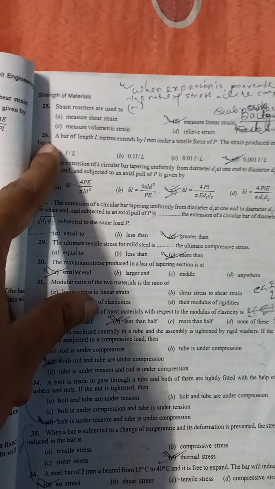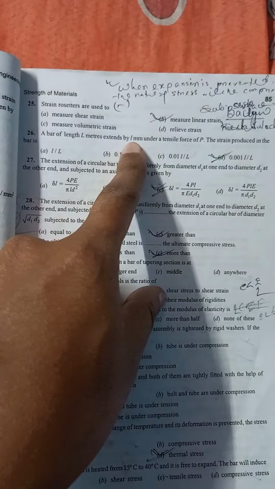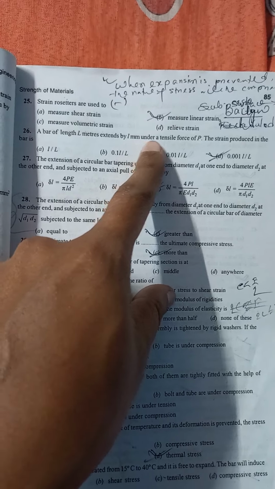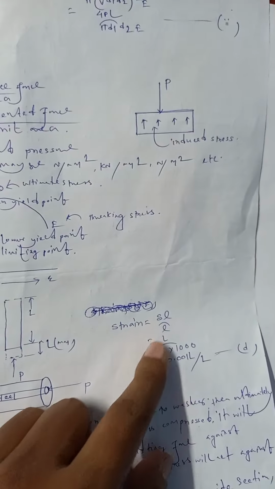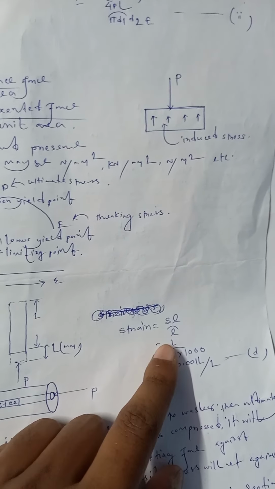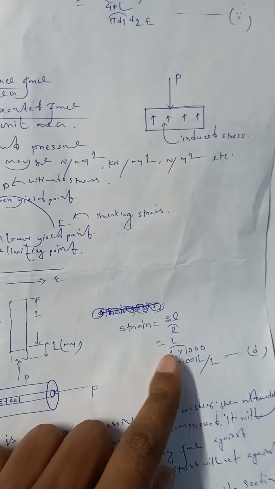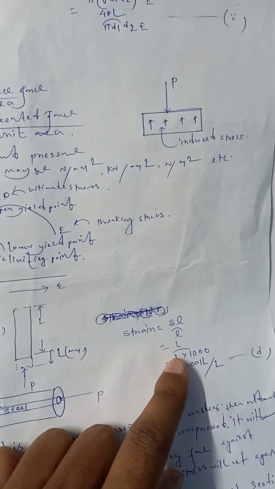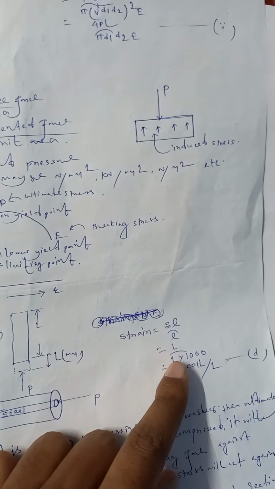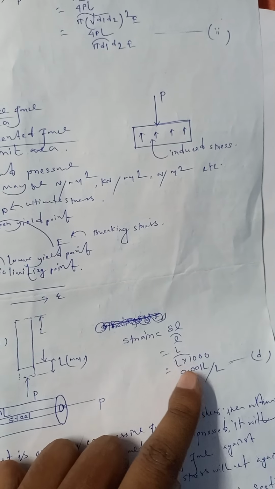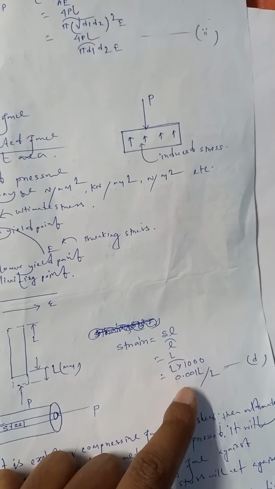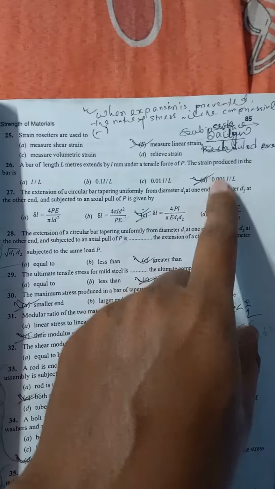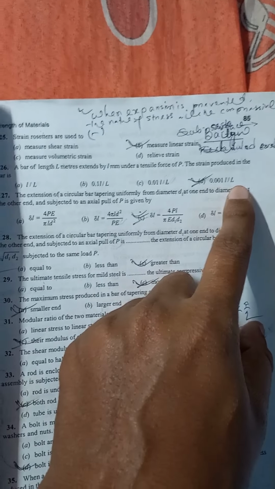Next question is 26. A bar of length L meter extends by l mm under a tensile force of P. The strain produced in the bar is, so strain is equal to del L by L. So del L by L, where capital L is the change in length, small l divided by capital L. If you convert this capital length L into millimeter, then you have to multiply it with 1000. So we will get 0.001 small l divided by capital L. So for question number 26, the option D will be the correct answer.